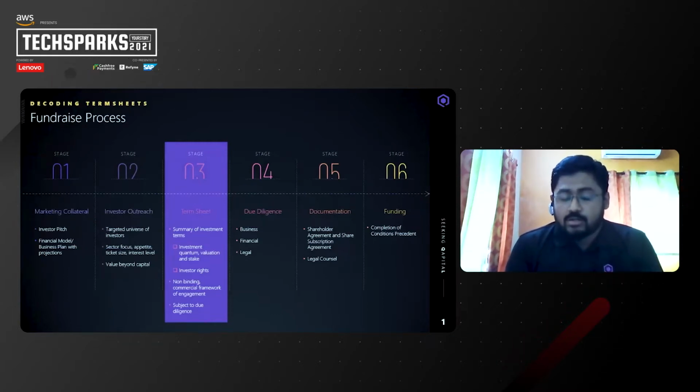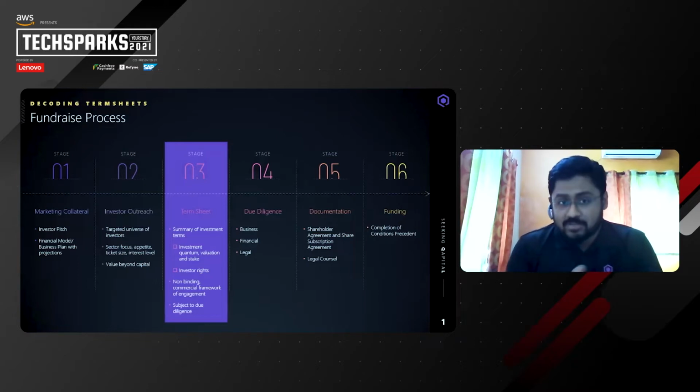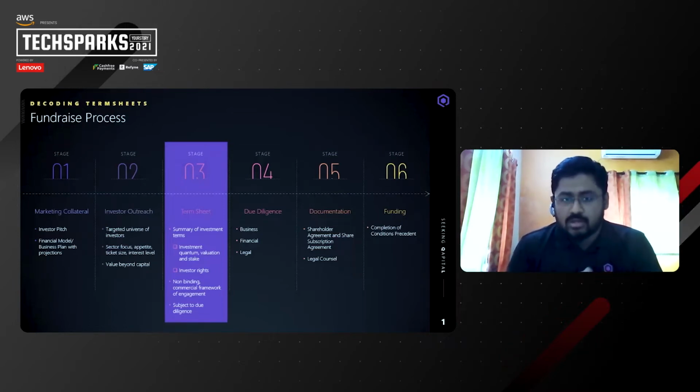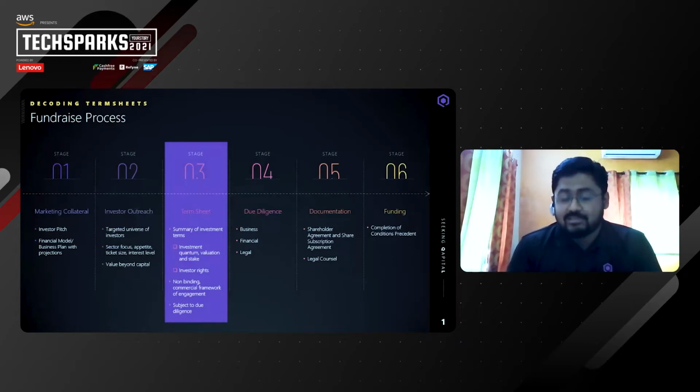And once you get to one investor or a set of investors who are willing to sign on the dotted line, at least from a term sheet perspective, you will get what is called a term sheet. So a term sheet is a summary of the terms under which the investor wants to invest in your company. The most critical elements of a term sheet would be how much the investor wants to invest, at what valuation, and thereby what stake he is expecting for the investment he's making.